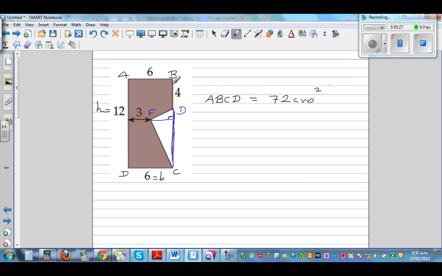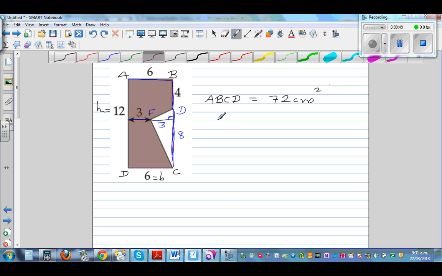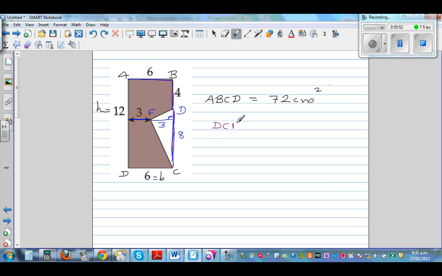Well, we know this is 4, and the whole thing, from A to D, is 12, so from D to C would be 8 centimeters. We know this is 6, and this is 3, so this would also be 3. So we can say the area of DCF, that is the triangle, would be base times height divided by 2, which is 8 times 3 divided by 2, which is 24 divided by 2, which is 12 centimeters squared.